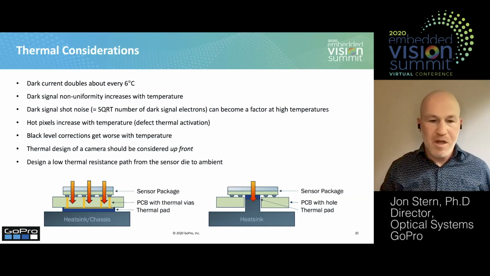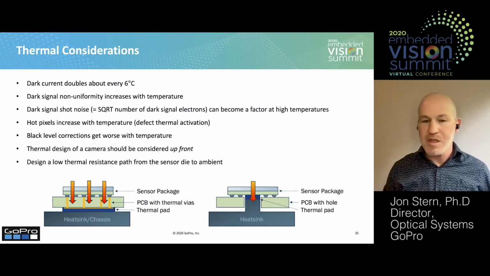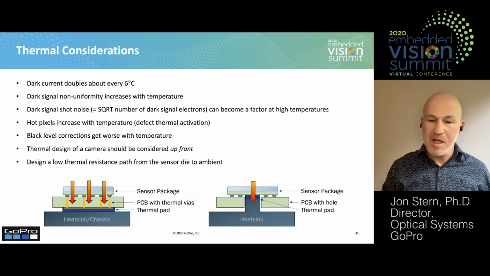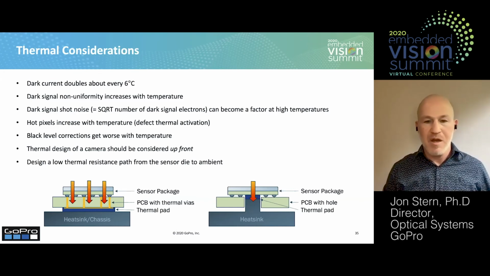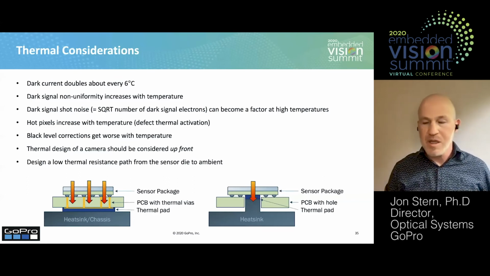On the left, we have thermal vias running through a printed circuit board. These are just plated through holes, which are actually quite effective in carrying heat from the image sensor down to the backside of the printed circuit board, where a heat sink can be attached, or the chassis of the camera, using a thermal pad. Another technique sometimes used is to have a hole in the printed circuit board and have a cold finger of a heat sink running through to make contact with the back of the image sensor, again using a thermal pad.